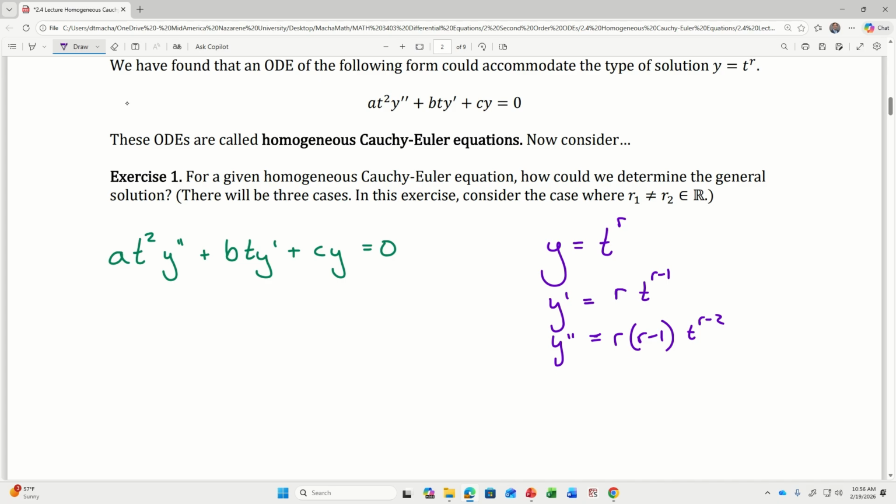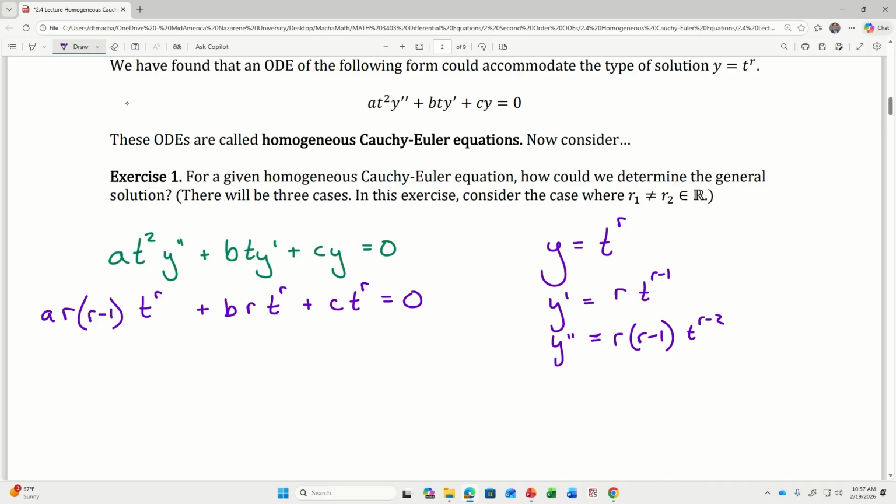So when I plug this in, the first term is going to become a times r times r minus 1 times t to the r power. The second term is going to become b times r times t to the r power. And the third term is going to be c times t to the r power. And this has to be equal to 0, not just for one value of t, but I want this to be identically 0 for all real values of t.